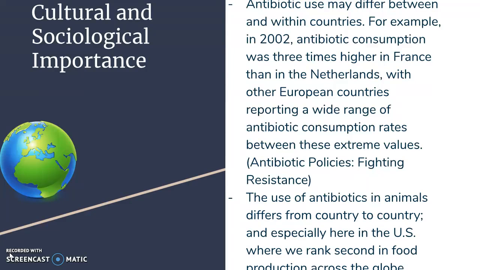The cultural and sociological importance. Antibiotic use may differ between and within countries. For example, in 2002, antibiotic consumption was 3 times higher in France than in the Netherlands, with other European countries reporting a wide range of antibiotic consumption rates between these extreme values. The use of antibiotics in animals differs from country to country, and especially here in the US, where we rank second in the food production across the globe.